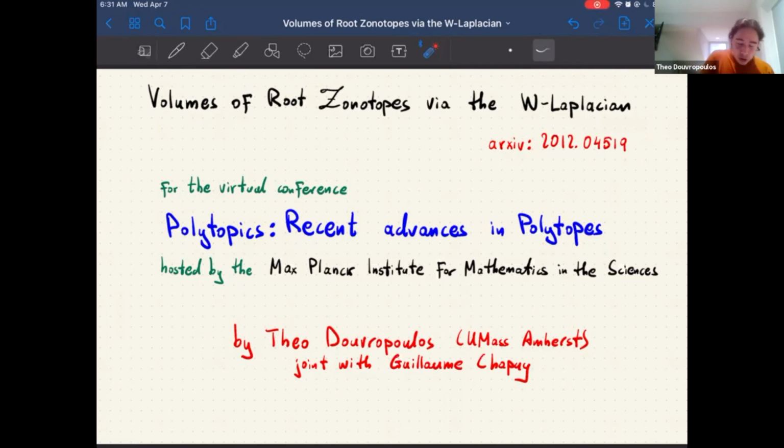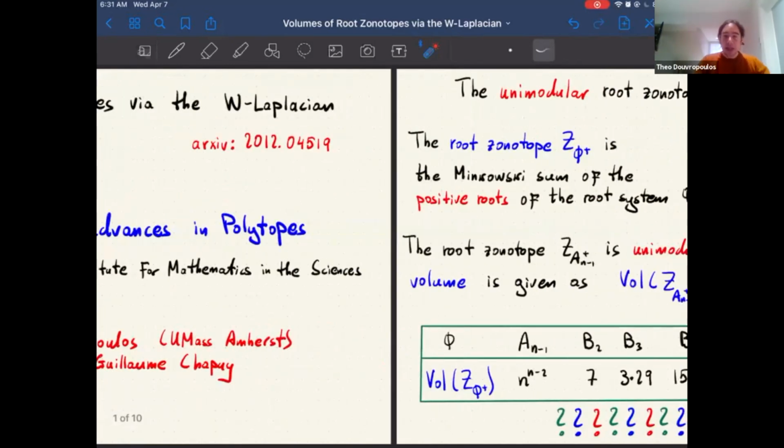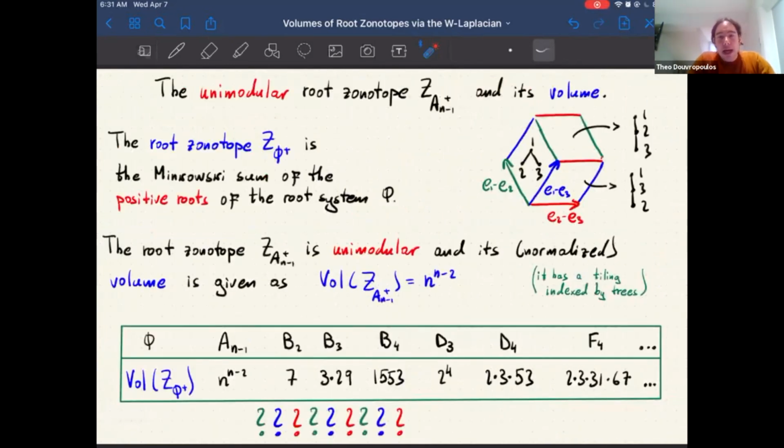Okay, so my talk is going to be about yet another way to calculate volumes of root zonotopes, and this is joint work with Guillaume Chapuis. First of all, let me make clear that this problem has been solved before in various cases, but the solutions always have various advantages and disadvantages. That's why I feel our contribution is interesting as well, and I hope you like it. So let me tell you a little bit about the story.